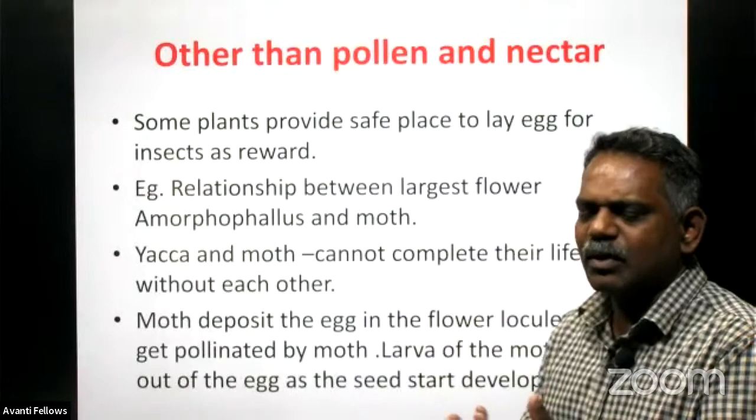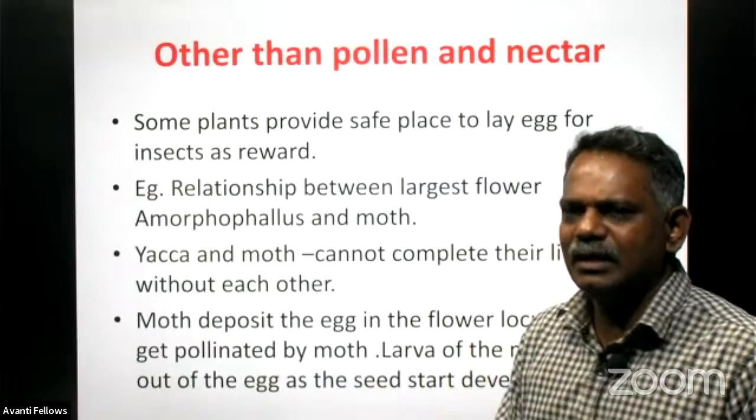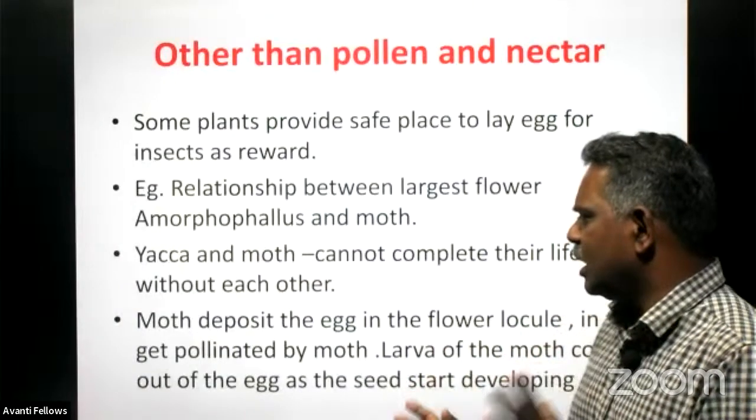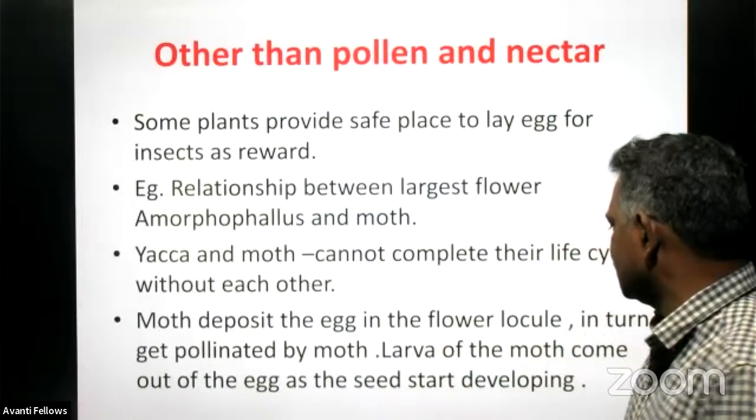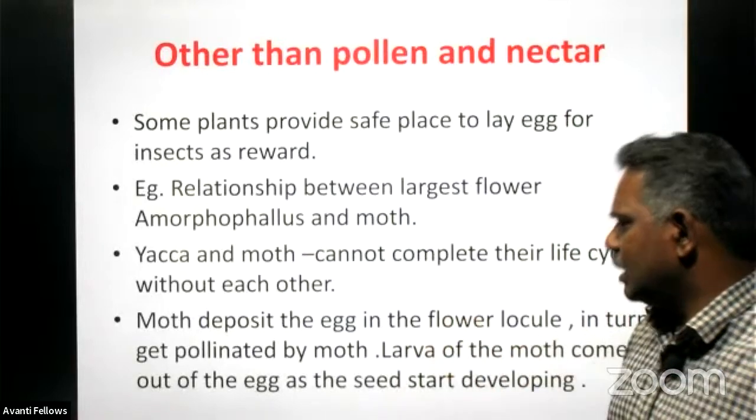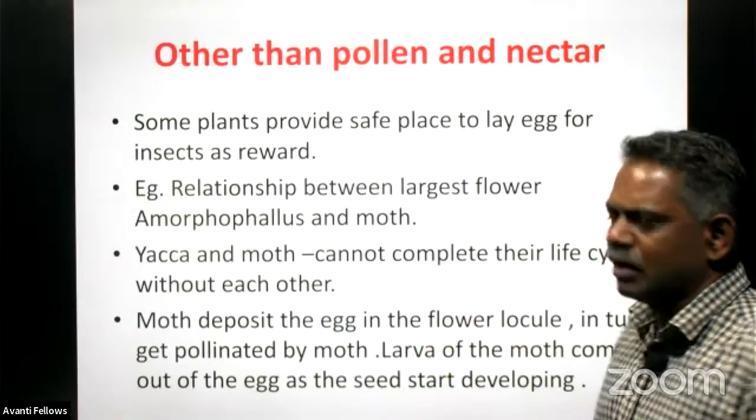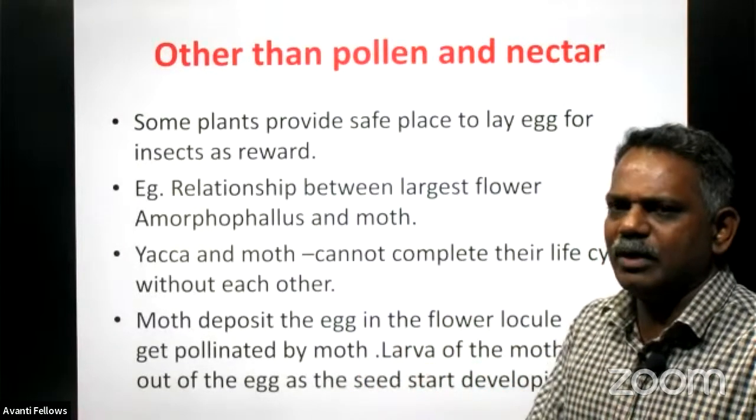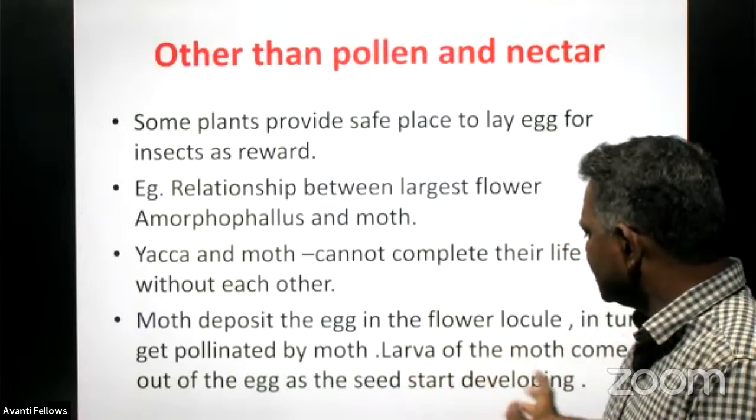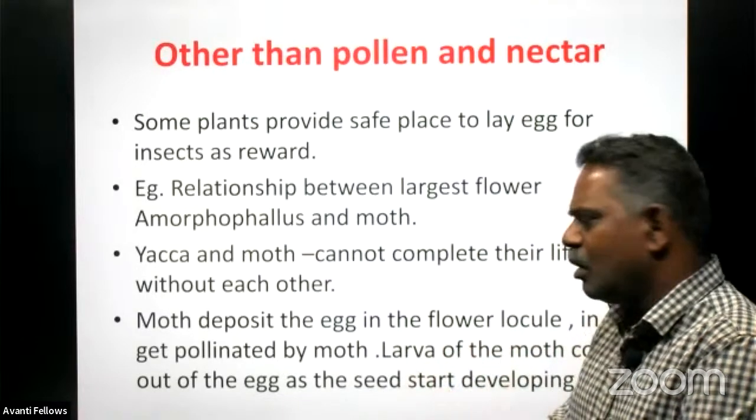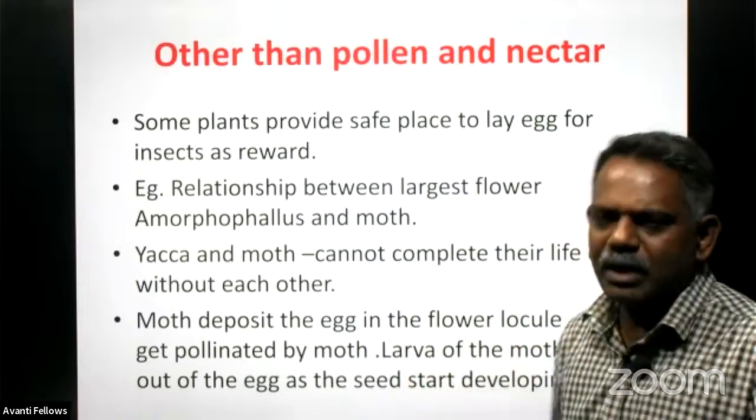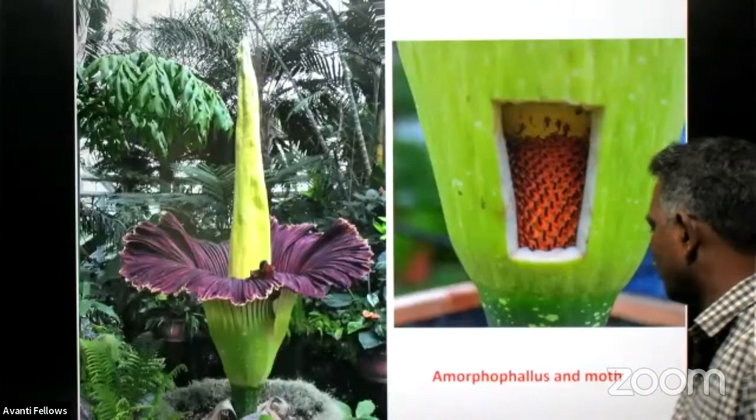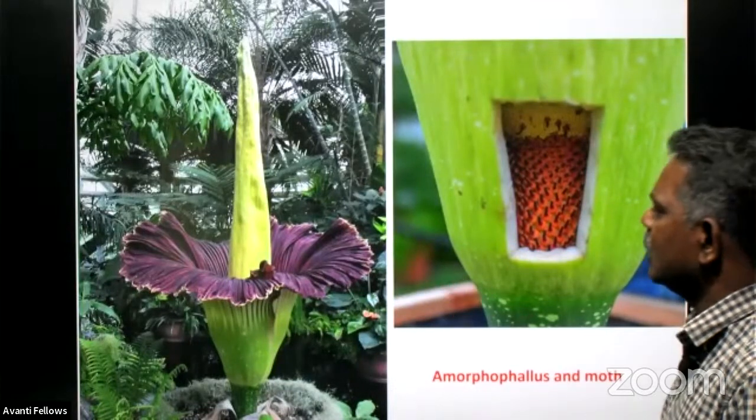So the flower is providing the space, the locule, for egg laying, whereas in return the moth is helping the plant to pollinate the flowers. And the larva of the moth comes out of the egg as the seed starts developing. After pollination, the ovule develops to become the seed, and whenever the seed develops inside that ovary, the egg also becomes the larva, right? And this is the Amorphophallus and moth relationship.